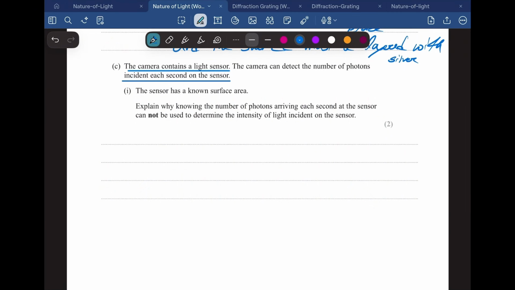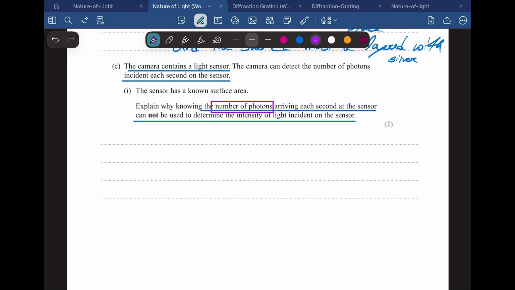Okay, the sensor has a known surface area. Explain why knowing the number of photons arriving each second at the sensor cannot be used to determine the intensity of light incident on the sensor. Now basically if you know the number of photons, this is not enough. Why is it not enough?